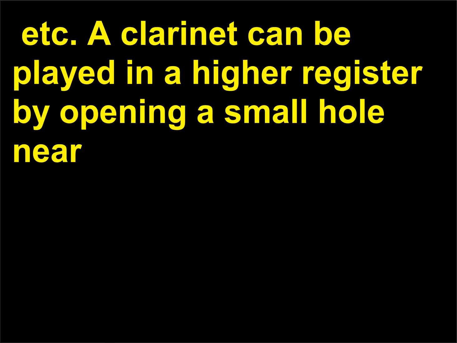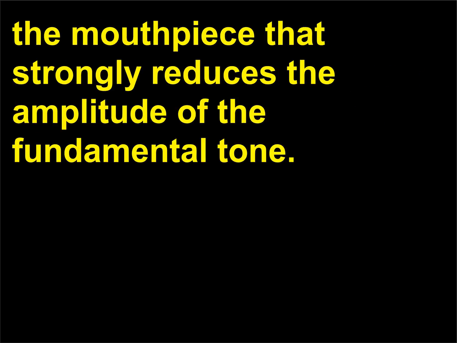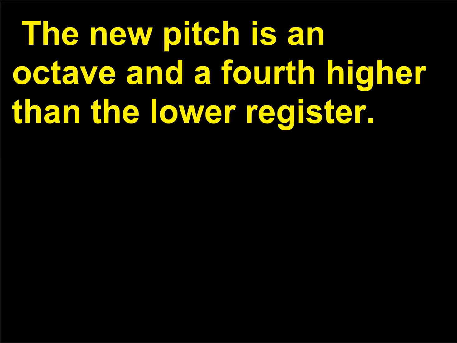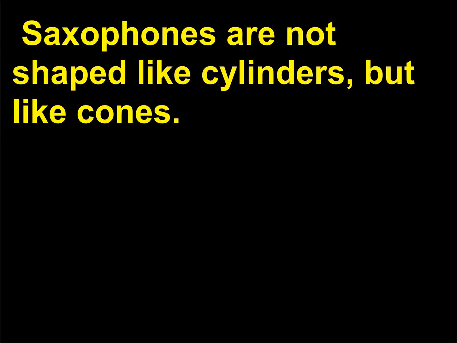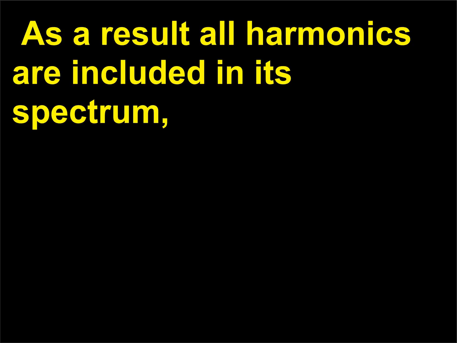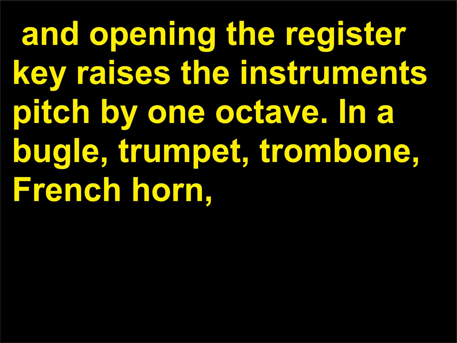etc. A clarinet can be played in a higher register by opening a small hole near the mouthpiece that strongly reduces the amplitude of the fundamental tone. The new pitch is an octave and a fourth higher than the lower register. Saxophones are not shaped like cylinders, but like cones. As a result, all harmonics are included in its spectrum, and opening the register key raises the instrument's pitch by one octave.